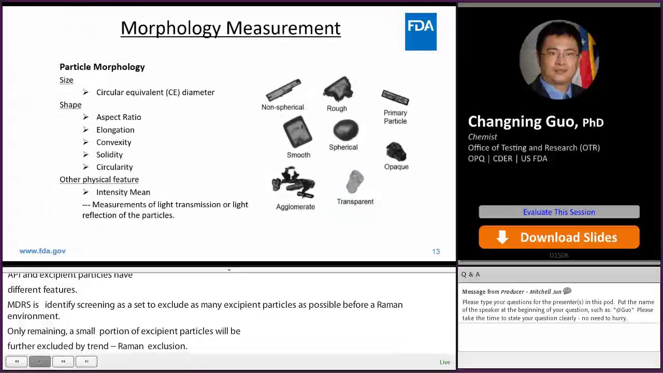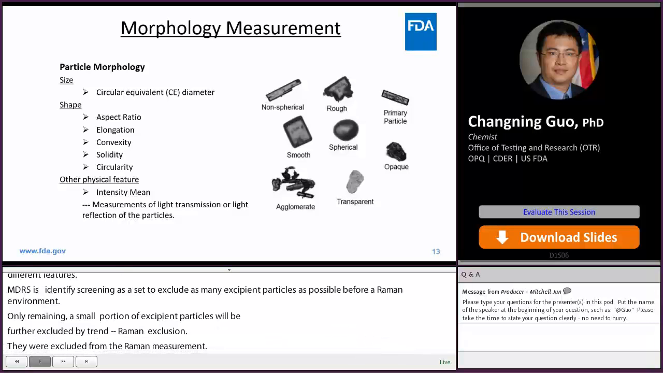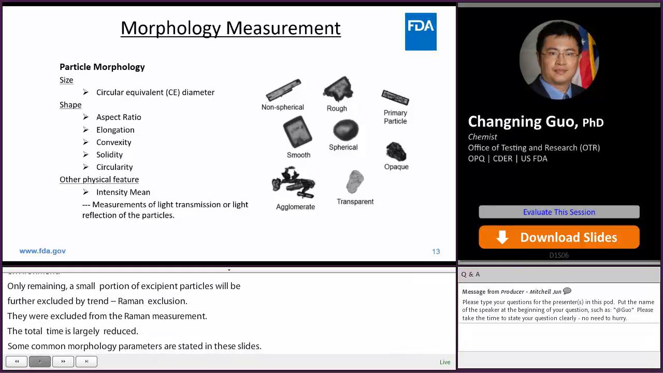Some commonly used morphological parameters are listed in these slides. Several to highlight: first is the aspect ratio, which is the particle width over the particle length. Elongation is the reverse of aspect ratio. Convexity and solidity measure the surface roughness of a particle. And the intensity mean describes how transparent or opaque a particle is.